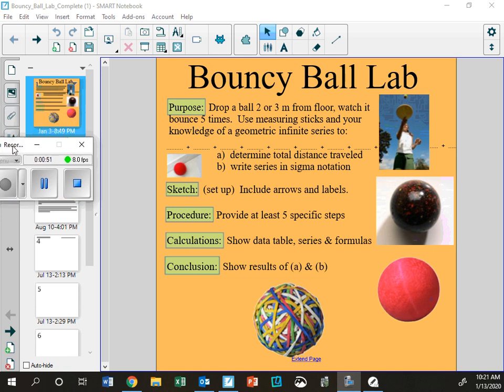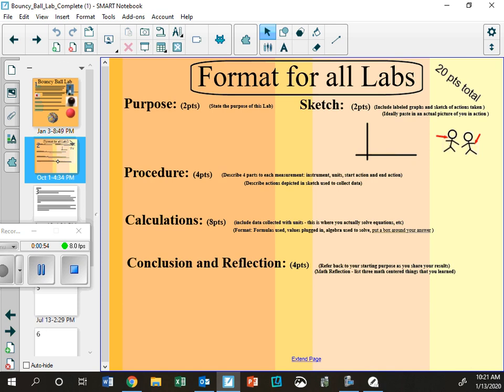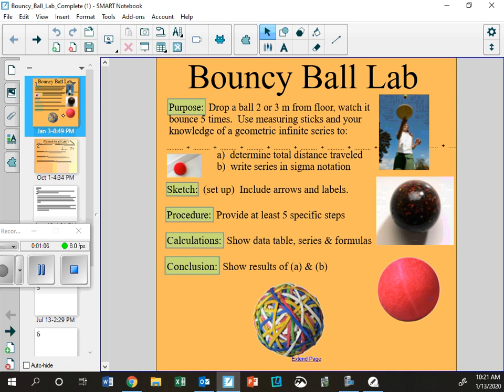So first off, for the bouncy ball lab, like everything, you have to have a purpose. And all I ask is that you summarize the purpose in your own words. So if I were to generalize, what is the purpose of this lab? It's to figure out the total distance that ball would bounce if you drop it from 1 meter. I know it doesn't even say 1 meter. Sometimes in the lab it says 2 or 3 meters. I find that it would be really hard to hold 2 meter sticks up and do all of that. So I just had you drop it from 1 meter.